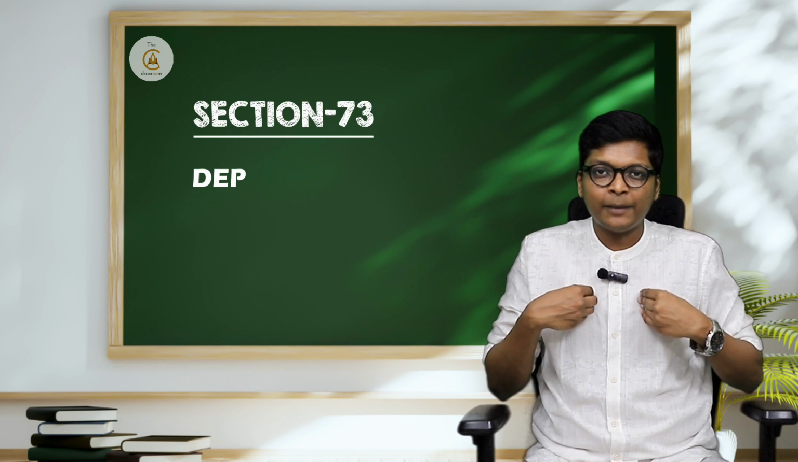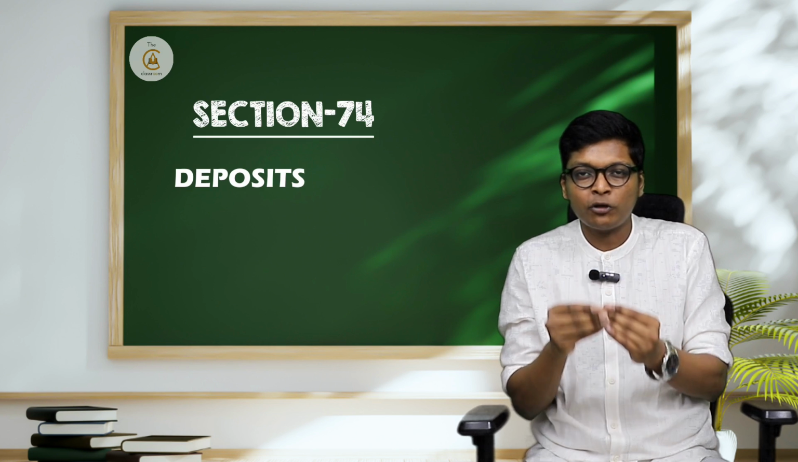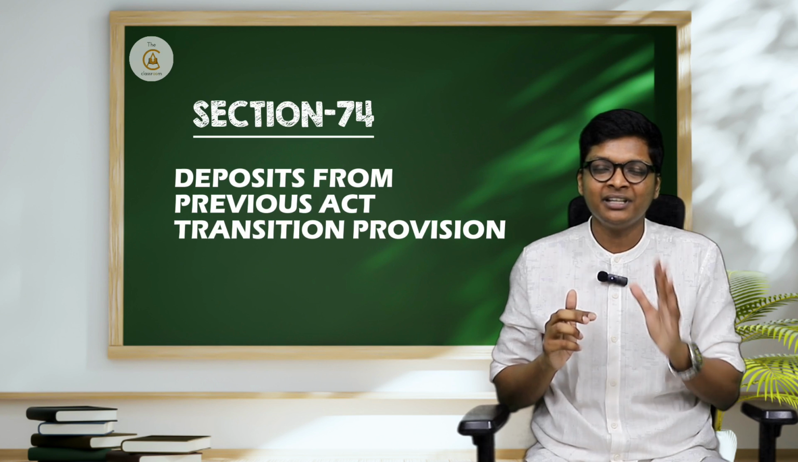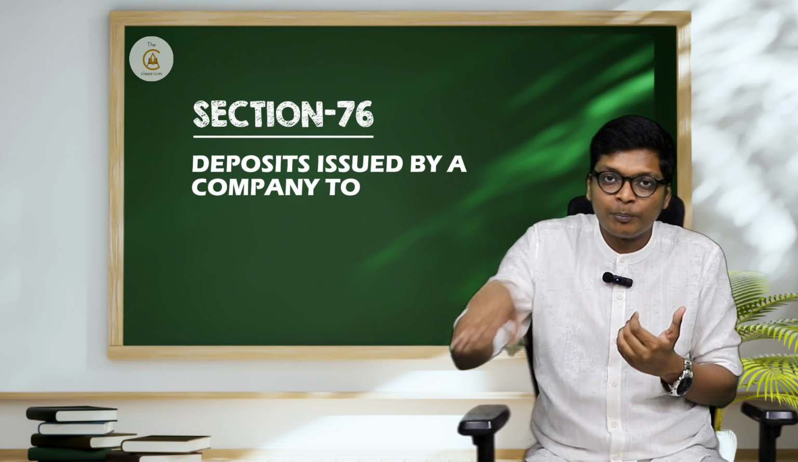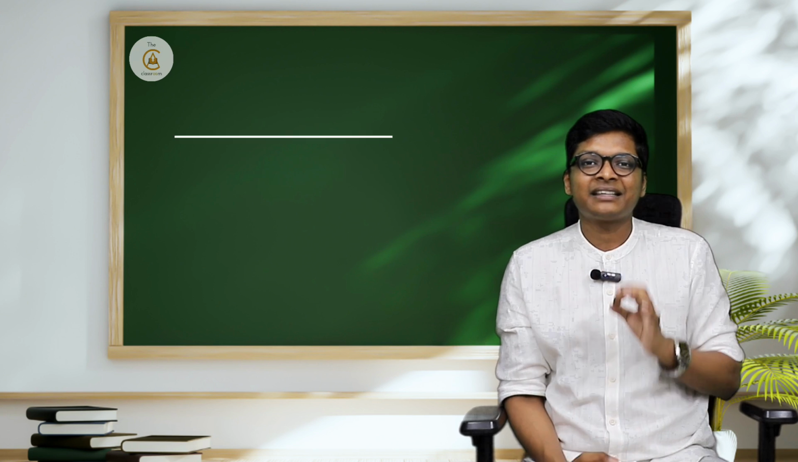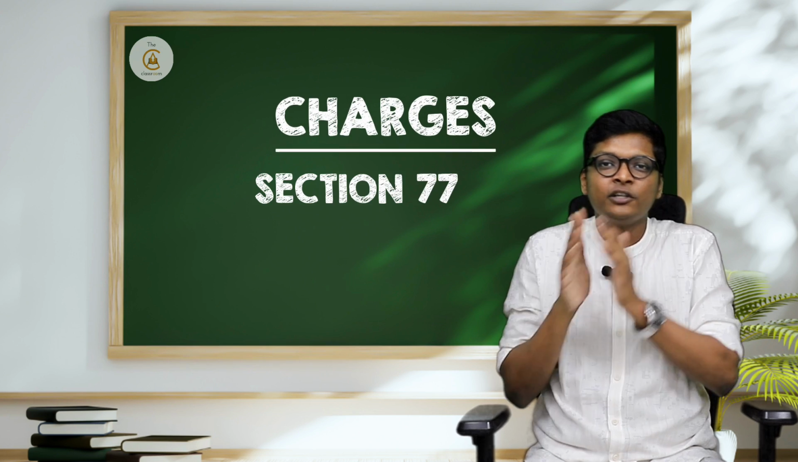73 talks about deposits given by a company for its own members. 74 talks about deposits from previous act, transitional provision. 75 not in syllabus. 76 is deposits issued by a company to public by an eligible company. 76A is penalty. Next, charges chapter, section 77 to 87.